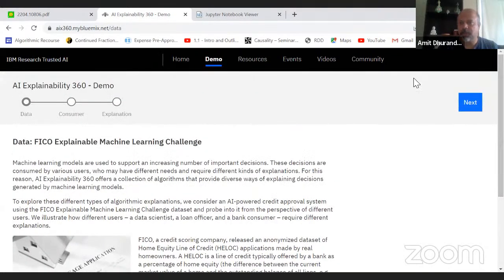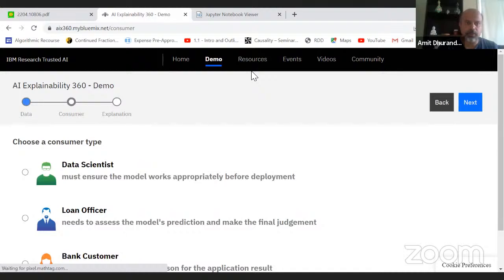So this is what they did. And actually our team won this challenge, which was a few years back, and one of those algorithms is also part of the toolkit. But let me show you what kind of things the toolkit can offer. Like I said, different folks might need different kinds of explanations. So we created here three personas: a data scientist, a loan officer, and a bank customer. Of course, you might want different kinds of explanation, but this is just a general thing that we thought would be appropriate.